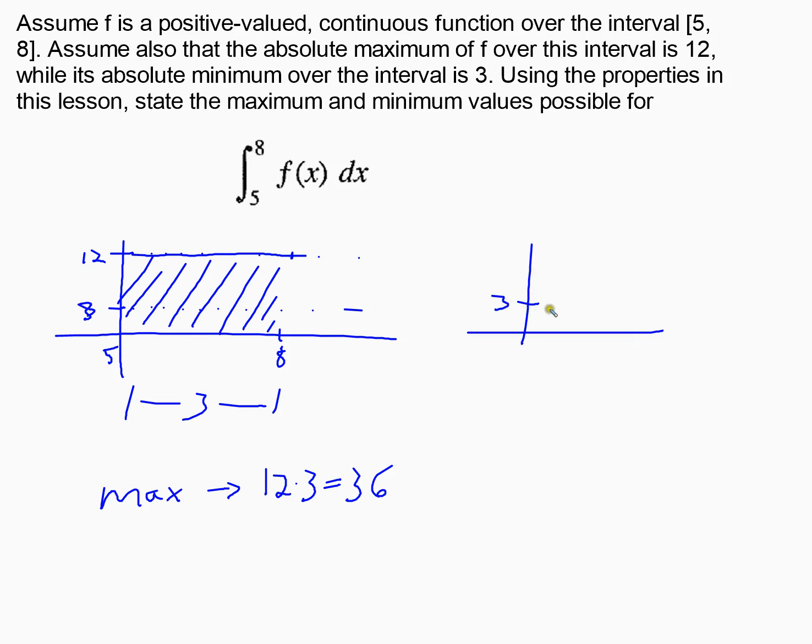The minimum's 3. Well, what if the minimum was always 3? If it was a constant function from 5 to 8, this isn't very well drawn to scale. Well, the area under a curve, if it was always 3, which would still be the minimum, would be, it's a rectangle, so 3 times 3, the minimum would be 3 times 3, which is 9. So the maximum that this could be would be 36. The minimum it could be is 9. And so that's properties of integrals.